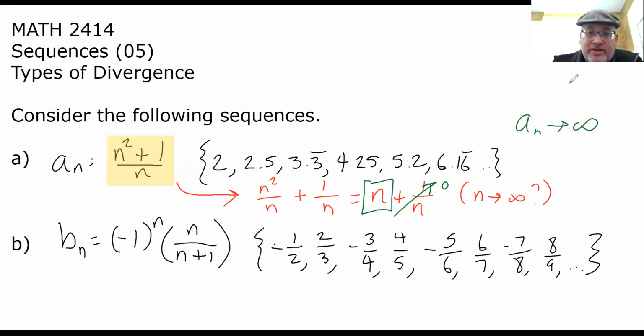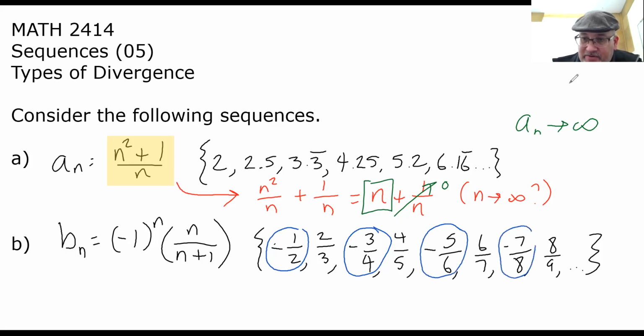If we start by looking at all of the negative terms, negative 1/2, negative 3/4, negative 5/6, negative 7/8. Notice that if you ignore the negative for a second, these fractions are getting larger, and they're actually getting closer to 1. You can tell they're getting closer to 1 because the numerator and denominator are only 1 apart. But that difference of 1 is becoming less and less significant because the denominator is getting larger and larger.